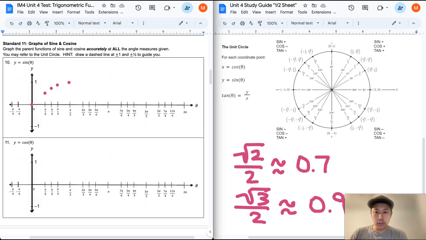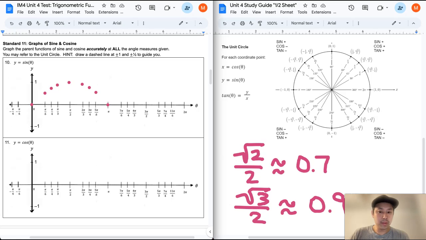I'm going to keep going around this unit circle. You need to follow the y-coordinates right now. Sine of 2 pi over 3 should be root 3 over 2, which is 0.9. Sine of 3 pi over 4 is root 2 over 2, which is 0.7. You'll start seeing a pattern here as well. Sine of 5 pi over 6 gives you a 1/2, so about there. And then back to 0.